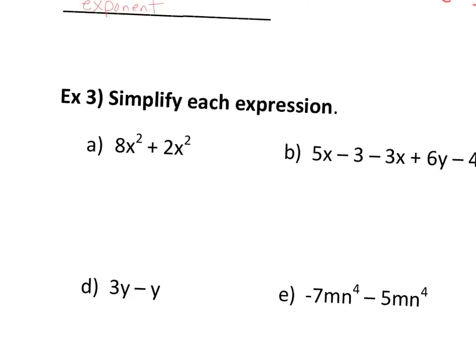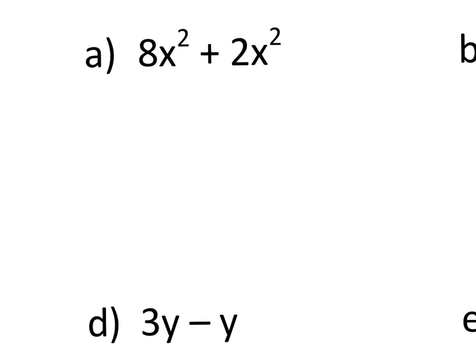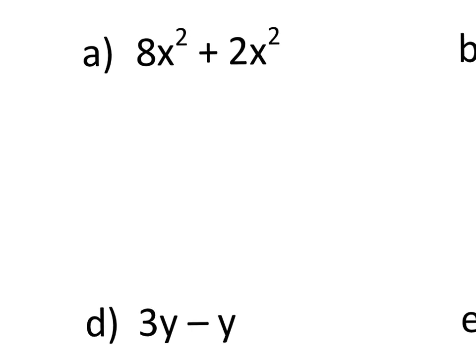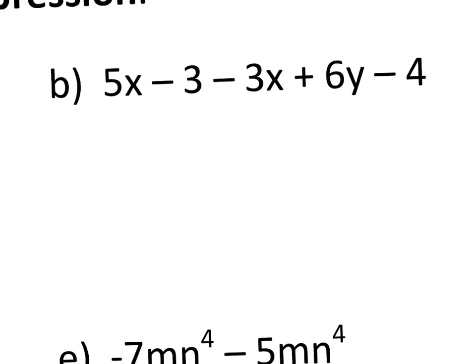So let's take a look here at A. When I look at these, the first thing I've got to ask myself, do these have the same letter? Yeah, they both have x's. Are the exponents also matching? Yes. If they are, then you can simplify and call it 8 plus 2, 10x squared. Okay, basically, guys, all we're doing is adding the numbers in front. Combine like terms.